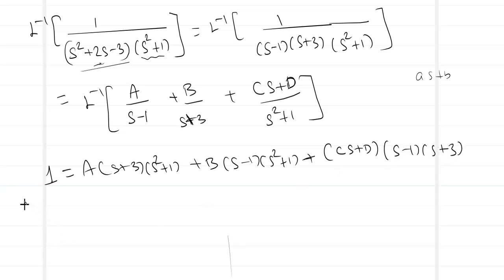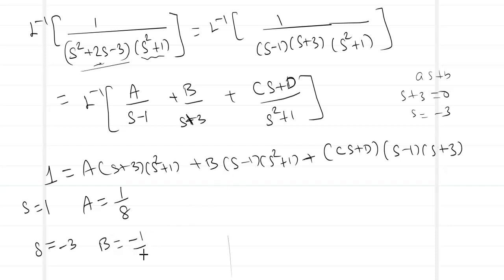Now you can substitute s to be equal to 1 because you have s minus 1. When you put s as 1, what will happen? Your b will vanish, your cs plus d will vanish, leaving you with a. And the value of a can be obtained as 1 by 8. When I substitute s to be equal to second factor, what is the second factor? S plus 3 is 0, so s will be equal to minus 3. When I substitute s as minus 3, the s plus 3 terms will vanish, only your b will be retained. Your b will be retained as minus 1 by 40.